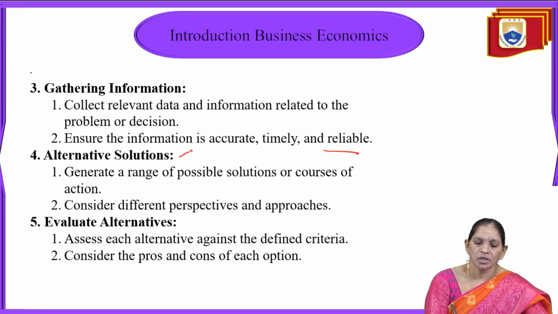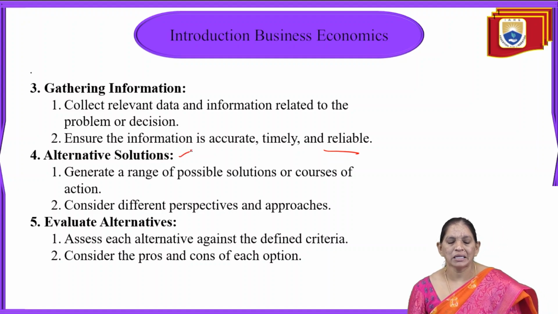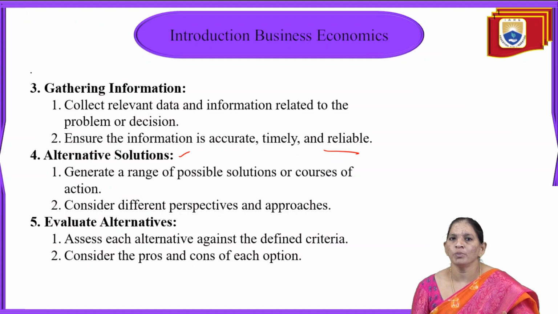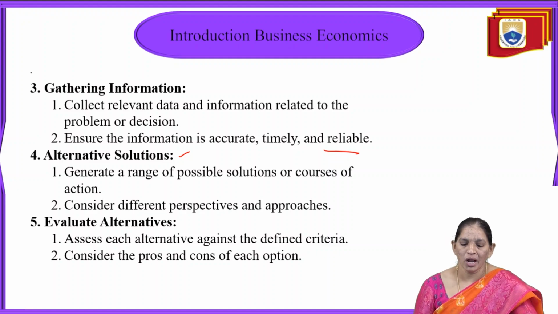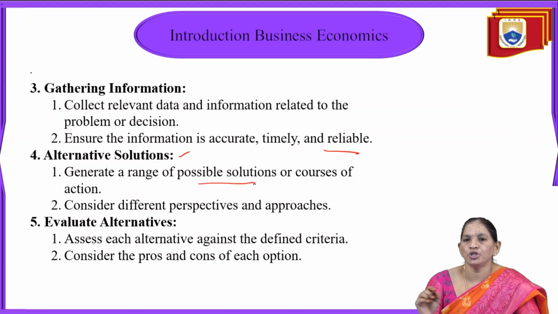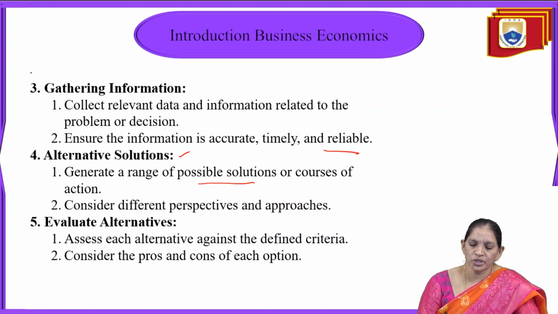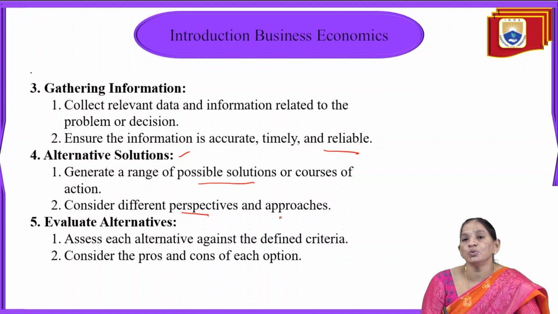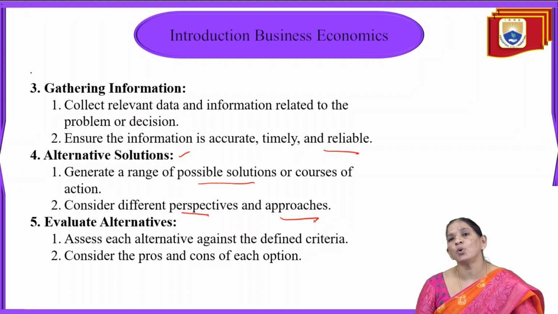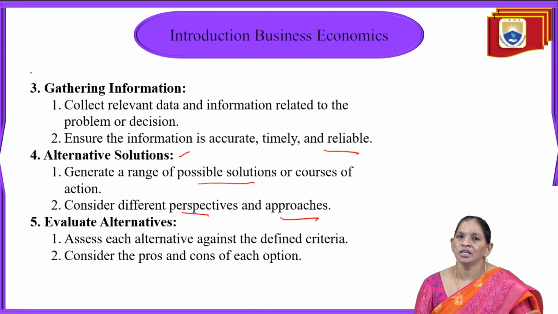Next, the fourth step is alternative solutions. Relating to the problem, we cannot collect only one piece of information or one thing. So alternatives, that is, possible solutions relating to that course of action, are to be collected, and we should consider different perspectives and approaches. It means for these possible solutions, what type of environmental pattern we can utilize. So we should analyze the perspectives and also the approaches.